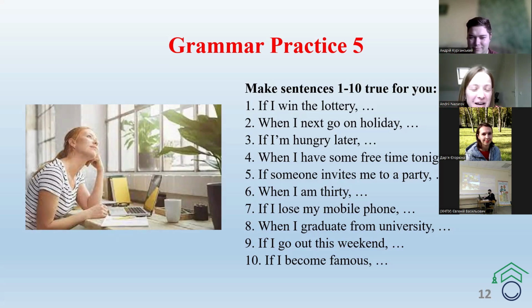I go with my family. Yes, you're right. But in the second part, we use will. We can't use will after when, if, after, unless, before. But in the main part of the sentence, we use will. When I next go on holiday, I will go with my family. Okay.